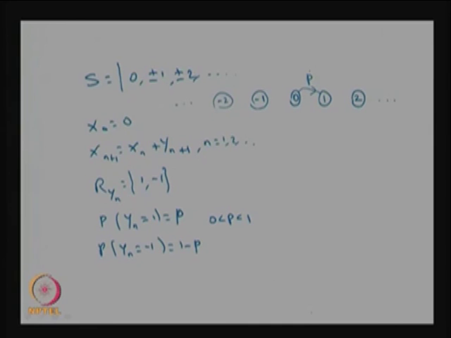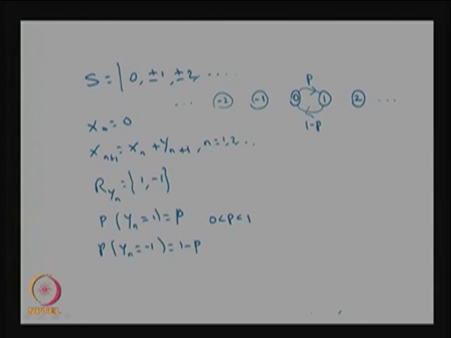Correct. Now, we can go for what is the state transition probability of 1 to 0. Suppose x n value was 1, suppose y n plus 1 value was minus 1, then the x n plus 1 value will be 0. So, the one step transition of a system moving from 1 to 0, because of the probability of y n plus 1 being equal to minus 1, that probability is 1 minus p.